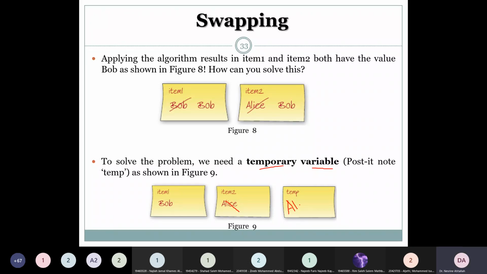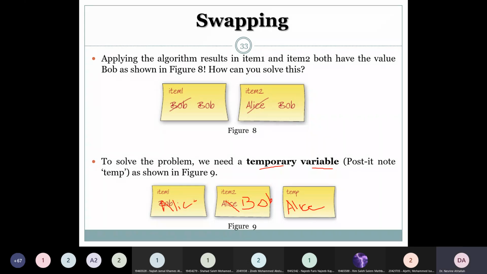This is Alice. So I will set temp to item 2. I will set item 2 to item 1. Okay, this is Bob. And I will set item 1 to temp. So this is Alice here. So this is the right way to do the swapping. Okay, this is Alice. Are you okay?